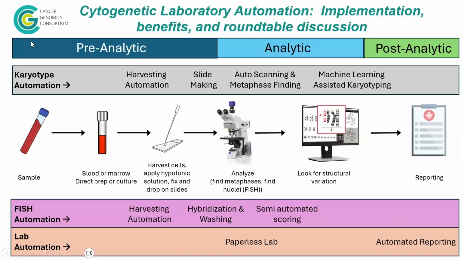So, general cytogenetic process here. I just wanted to show in these different lines some of the different areas where we can do some level of automation. And so we're going to be looking more at harvesting automation, slide making, and auto scanning, metaphase finding today. But we will be having other sessions, so just stay tuned to your email so you can see that coming up.